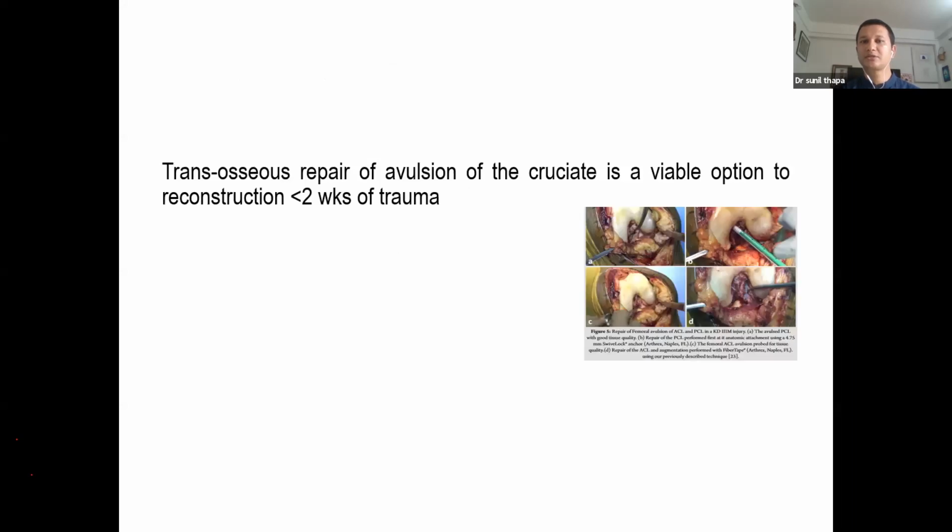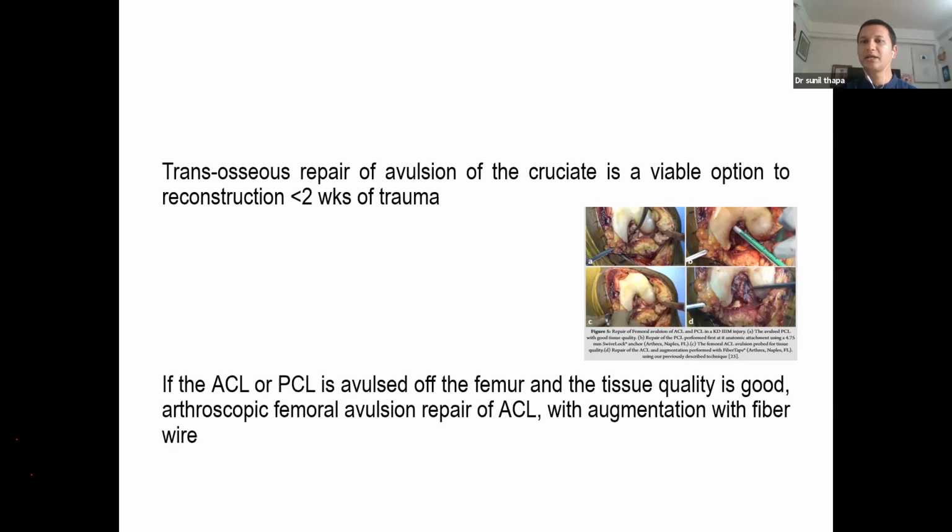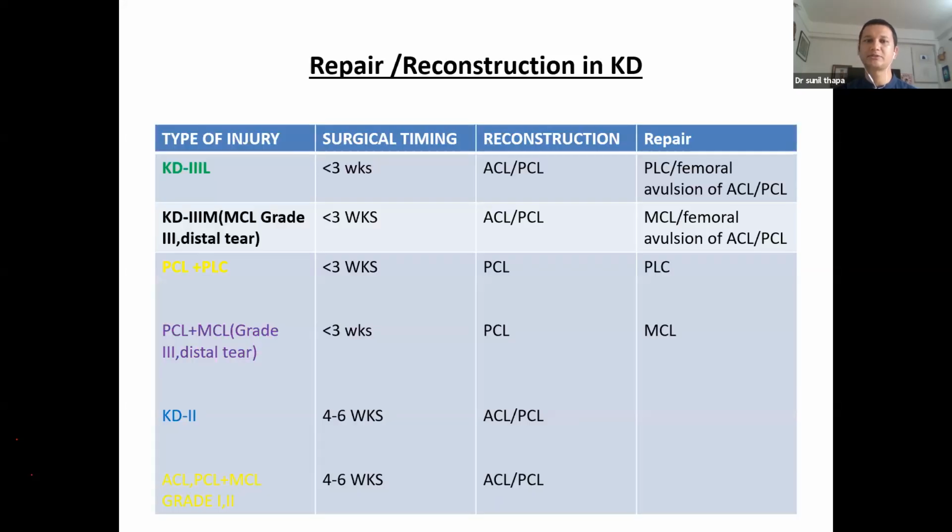And as previously told, transosseous repair of avulsion of the cruciates is a viable option in the acute phase, and this can be done with various suture anchors available, and they can be supported or augmented with a fiber wire as an internal brace.